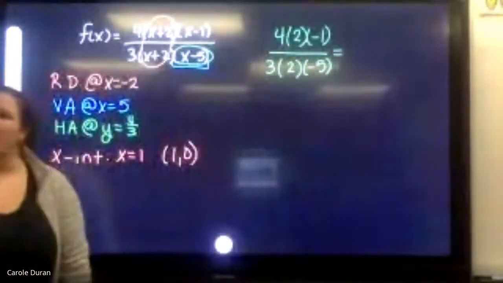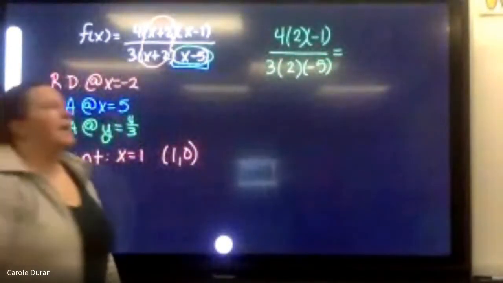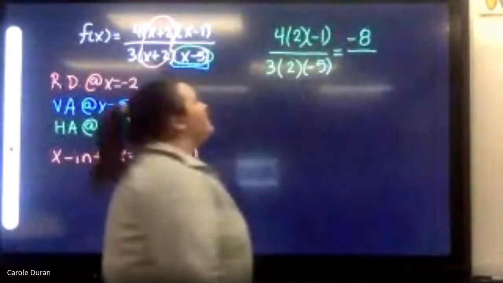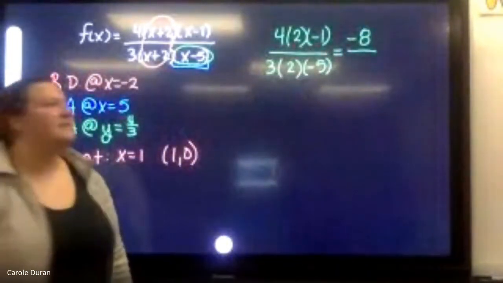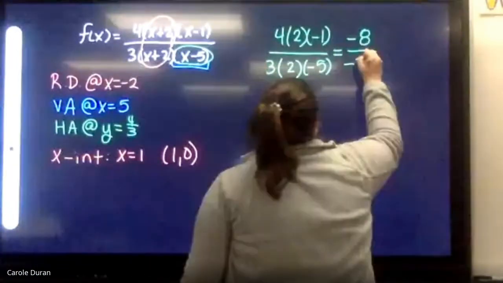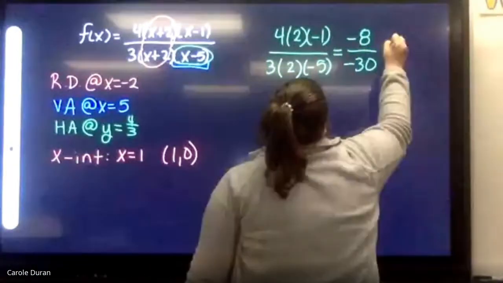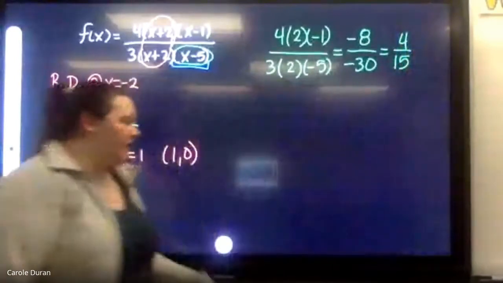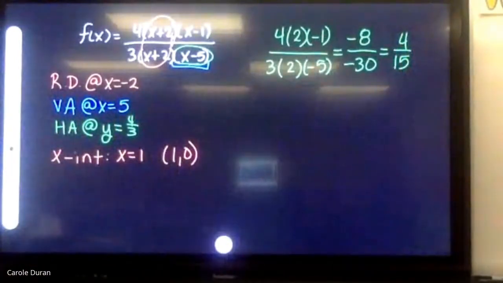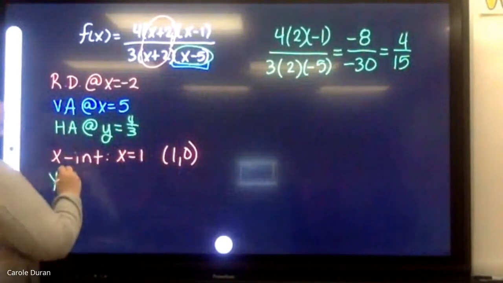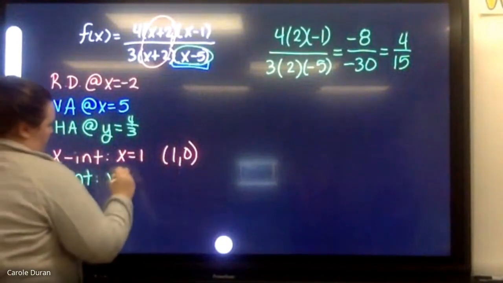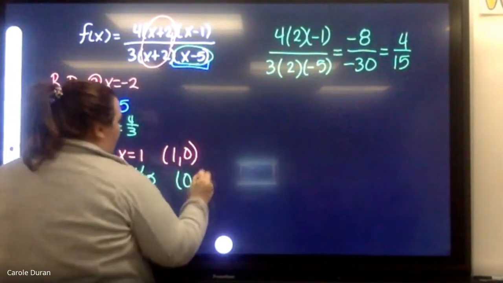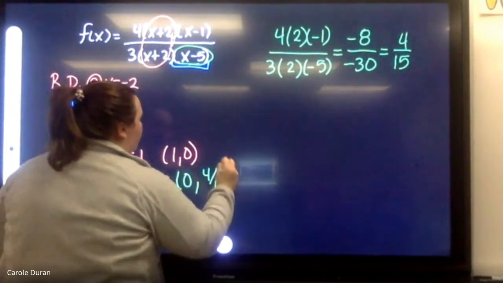I simplify it. 4 times 2 is 8, times a negative 1 is negative 8. 3 times 2 is 6, times a negative 5 is a negative 30. And I reduce this by pulling a 2 out of each of these, and I get 4/15 is my y-intercept. You do not have to write it as y equals. You could also write it as the point (0, 4/15).